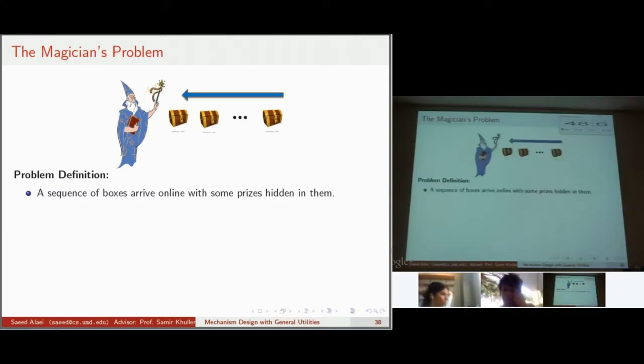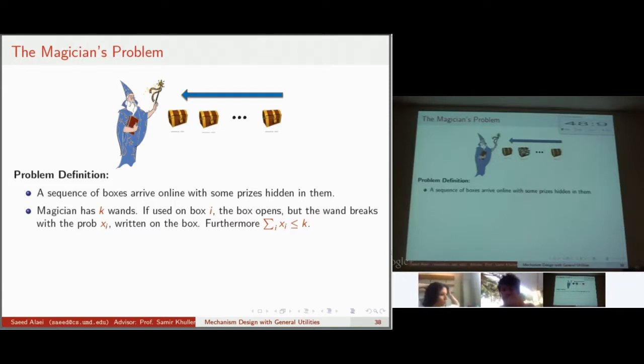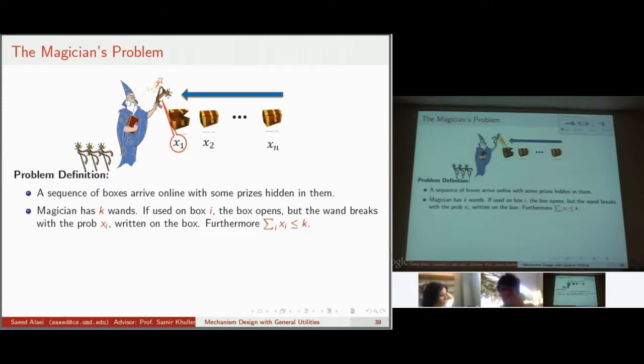This is something that I have made up. It's not a well-known problem. So here is the problem. There's a sequence of boxes that arrive online and they're presented to a magician. There might be some prizes in some of the boxes. The magician has K magic wands, and he can use a wand to open a box and get the prize if there's any prize. However, if he opens a box, his wand may break with a probability which is written on the box, denoted by x_i for box i.